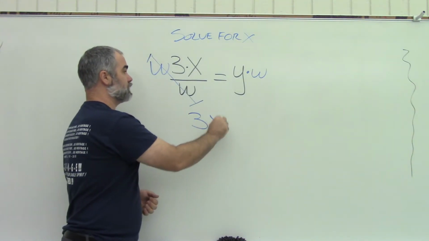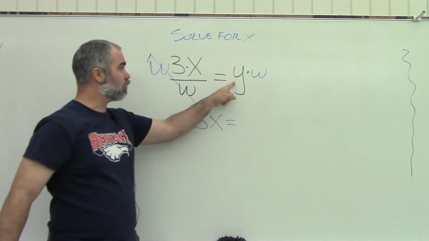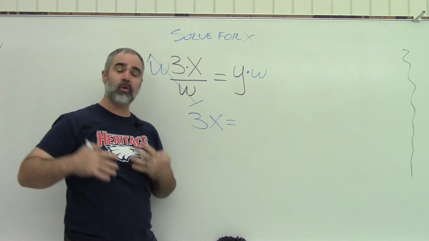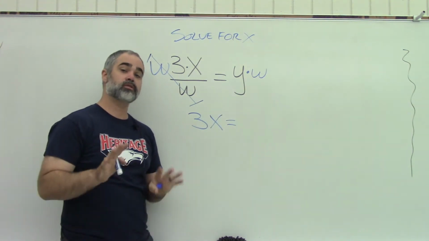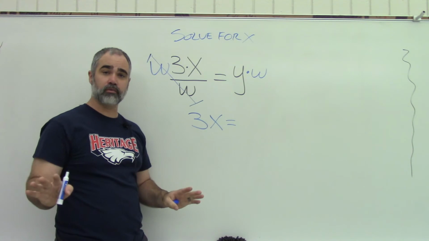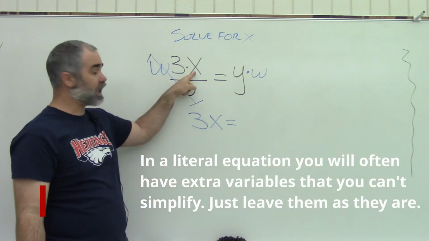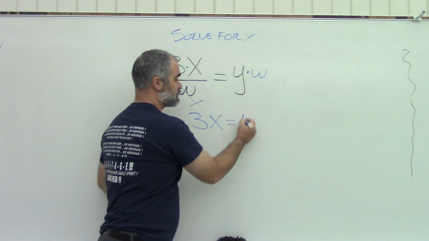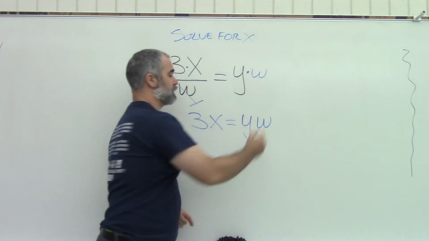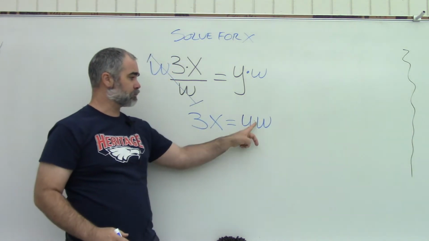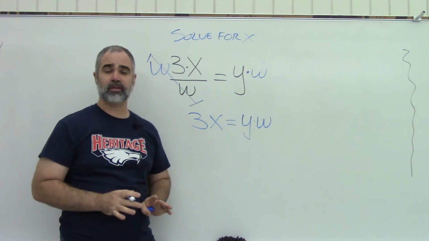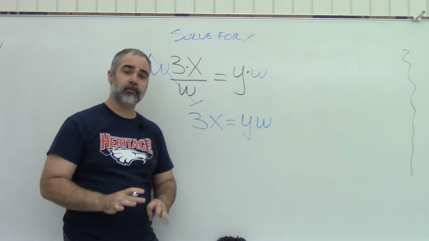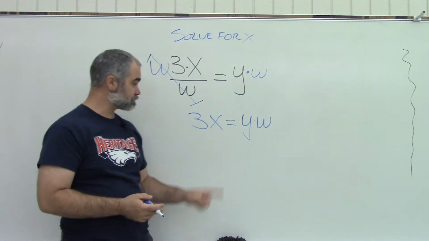That leaves me with 3x equals y times w. Now, I don't know either one of those, so I'm just going to leave them as variables. Just like I don't know what x is, so I leave it as an x. I can do the same thing here. I'll do y, w, and I'll put the multiplication sign in there so I remember that they're being multiplied. You can't simplify, so don't simplify.